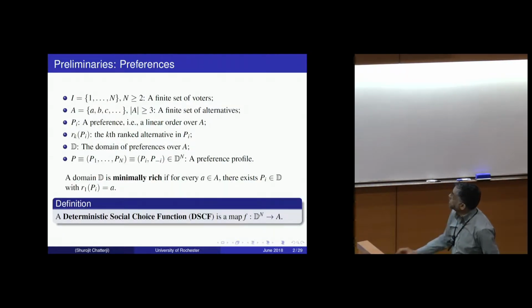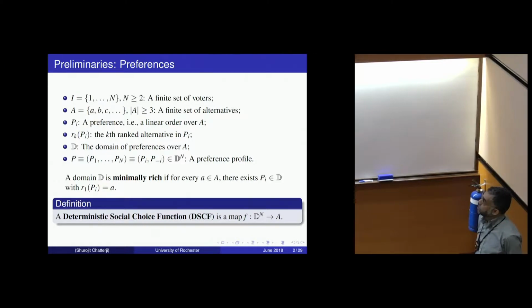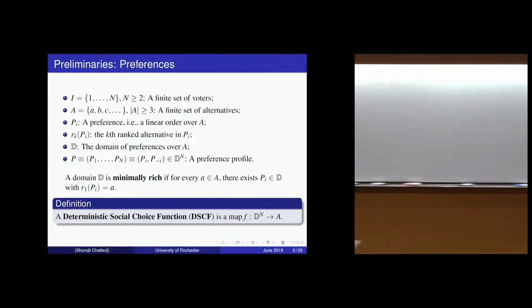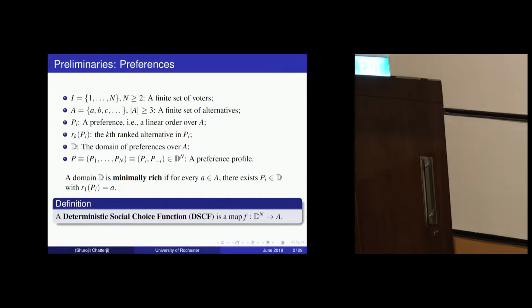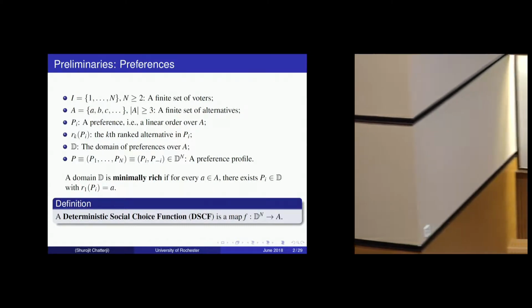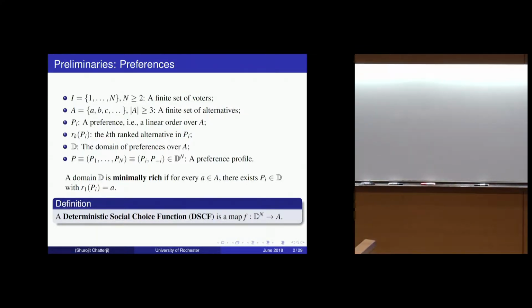So there is a finite set of voters, I. There is a finite set of alternatives, capital A. So A, B, and C are like, for example, the planner may decide to build a hospital or a park or a library, etc. So these are public alternatives. A preference ordering is a linear order over this finite set of alternatives. Rk of Pi will denote the kth ranked alternative in the linear order Pi. So of course, if k is 1, then we are talking about the top ranked alternative. If k is 2, we are talking about the second ranked, and so on.